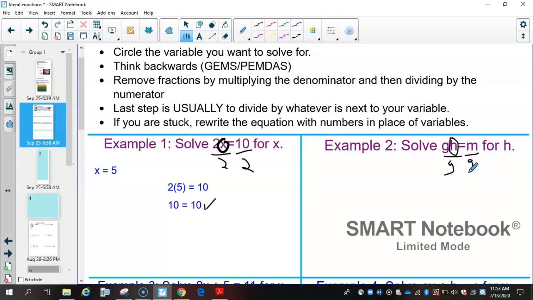Now, as you're solving these literal equations, one thing you need to keep in mind is because these are different variables, you cannot combine them, simplify them, condense them, anything like that. If this were an m and this were an m, then you could combine them, divide them, apply operations to them. But these are 2 different variables that cannot be combined. So they have to stay as is. So when we do this, these 2 g's are gone, they cancel, or become 1. So I'm left with h equals m over g.